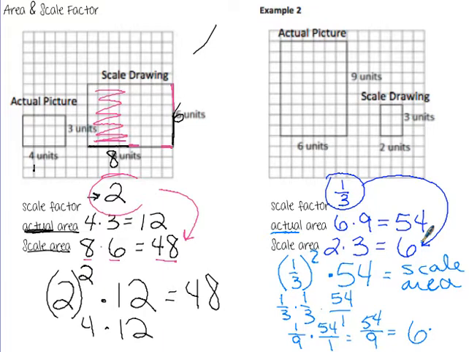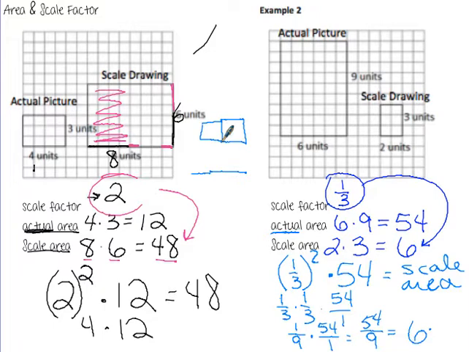So what's happening is, like I said, you're squaring that scale factor because you're adding a two-dimensional shape. You're not just saying, okay, I'm taking this line and I'm doubling it. You're saying, I'm taking this box and I'm doubling it. Right? So it all has to do with dimensions.